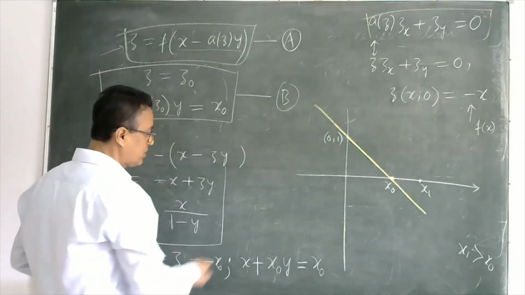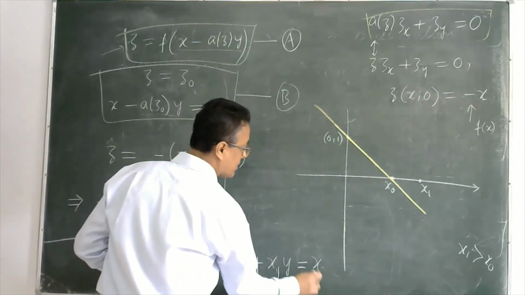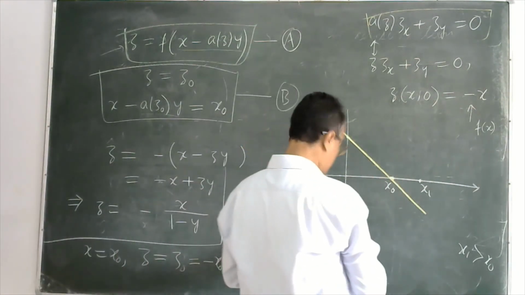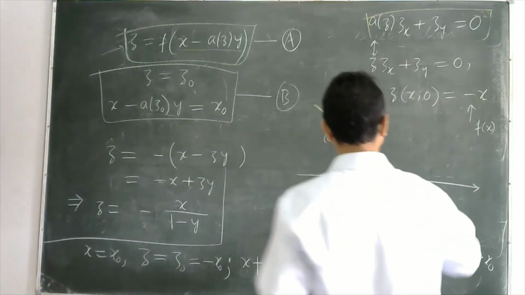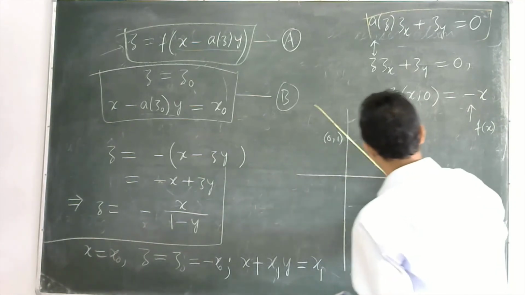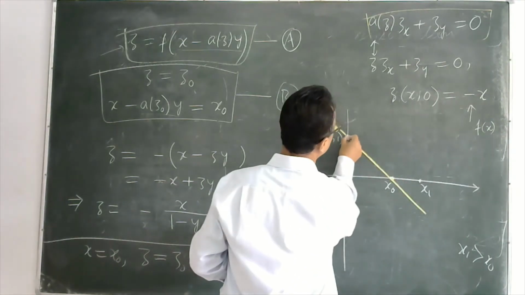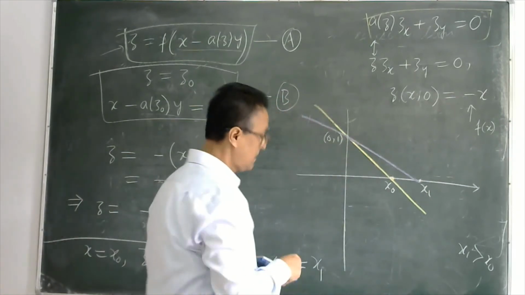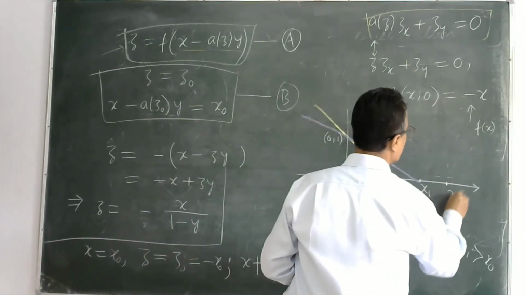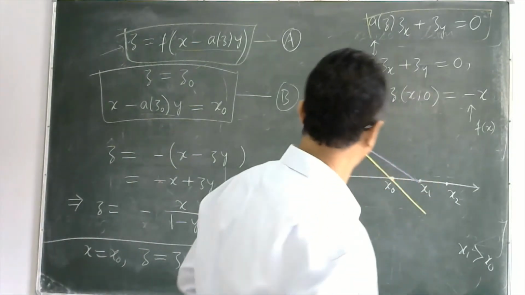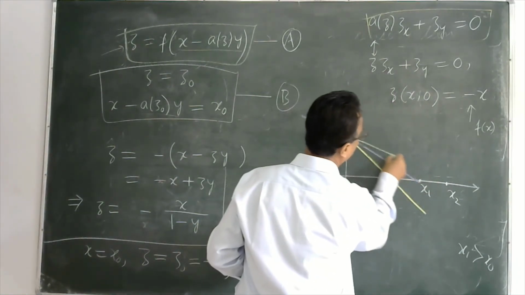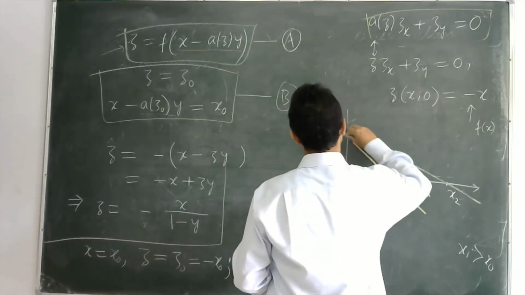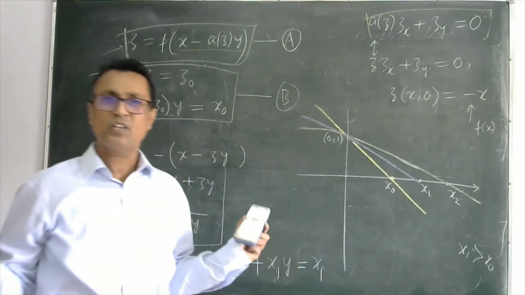So then what is going to happen? Again, this is going to be something like that. Okay? So again, this straight line is also going to pass through this. Similarly, for some x2, again I am going to have something like this. Is it okay with everybody?